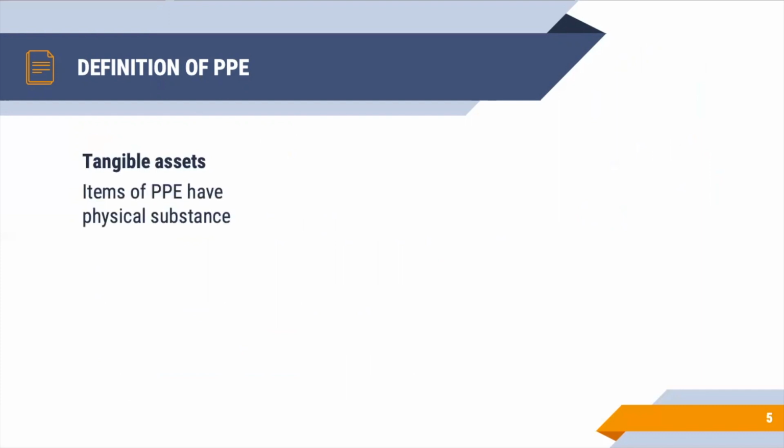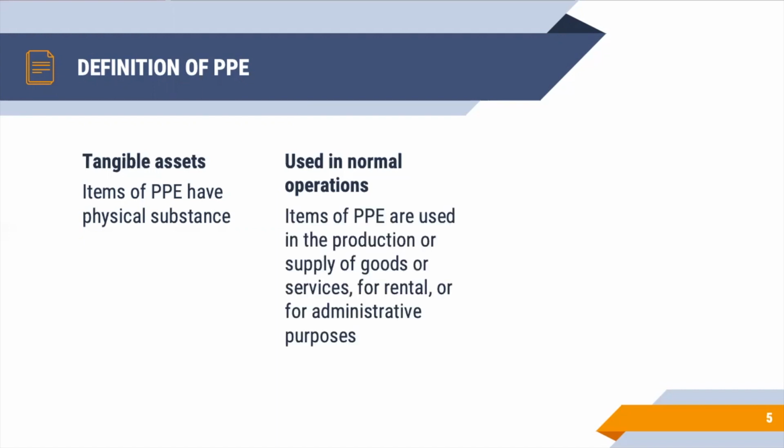So how does PAS 16 define PPE? There are three components in the definition of property, plant, and equipment in accordance with PAS 16. First, they are tangible assets, meaning PPE items have physical substance. Second, they are used in the normal operations. When we say that they are used in the normal operations, meaning they are used in the production or supply of your goods or services, for rentals, or for administrative purposes.